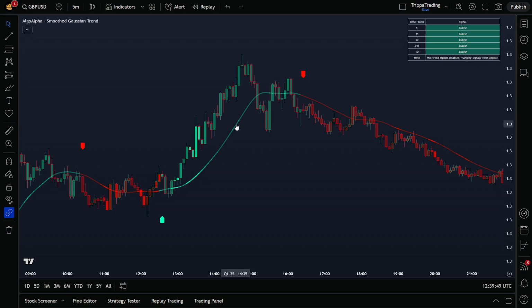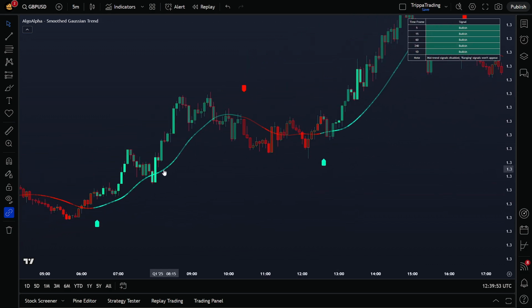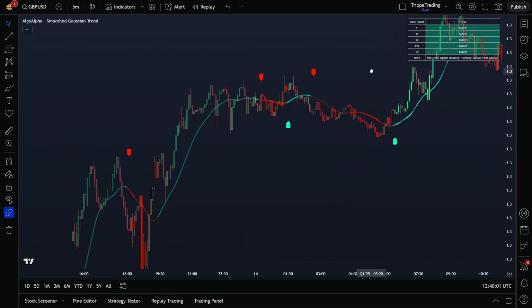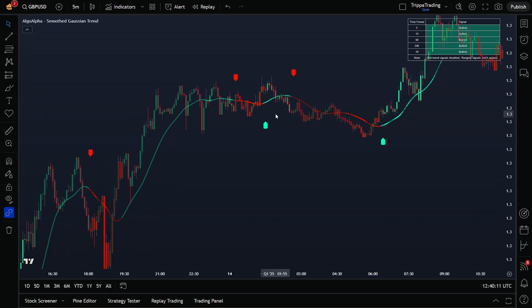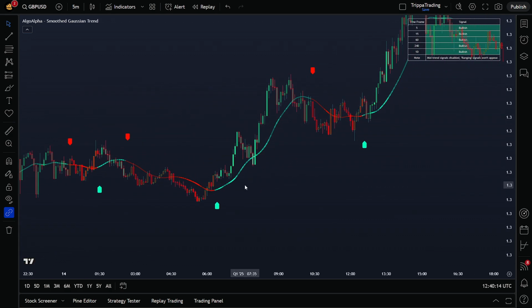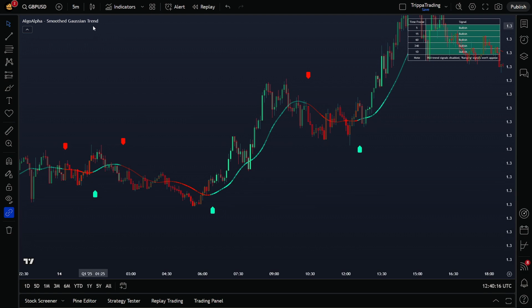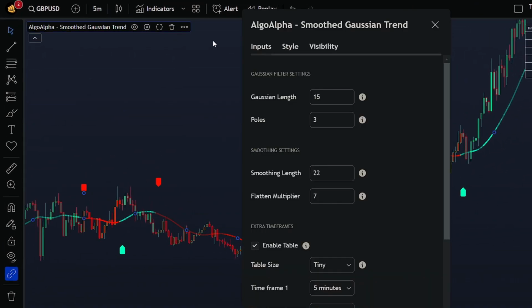This is the Smooth Gaussian Trend Filter, a trend-following indicator that combines Gaussian filtering with linear regression smoothing to enhance trend visibility while simultaneously reducing noise. In simple terms, it helps traders focus on the actual trend of the market while filtering out unnecessary price fluctuations. Before we go over buy or sell trade examples, let's understand the components of this indicator quickly. To do that, we need to access its settings.